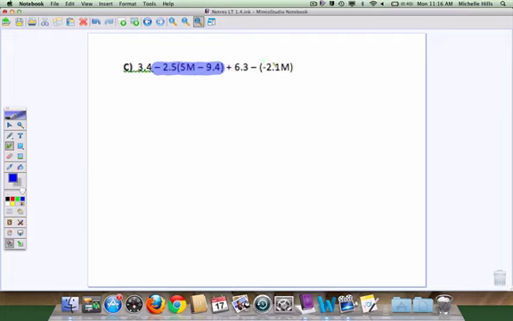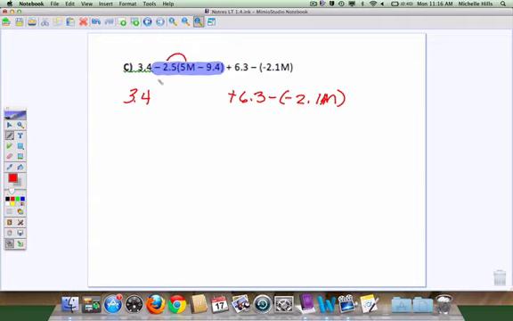Everything else here is outside of a distributive property sort of parentheses. Yes, there's parentheses here, but if I read this part out loud, it says plus 6.3 minus a negative 2.1m. This is not the same as having two terms inside the parentheses with a number out front that I need to distribute. So the 3.4 is going to get just copied down. This plus 6.3 minus negative 2.1m is going to be copied down. Notice I had a capital M to begin with, so it stays a capital M as I rewrite it.